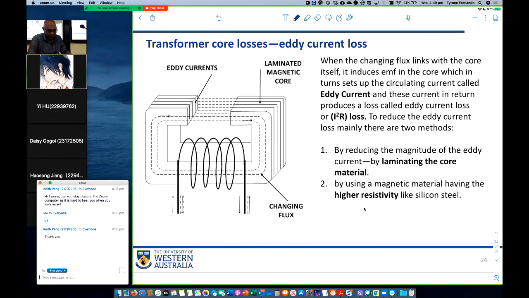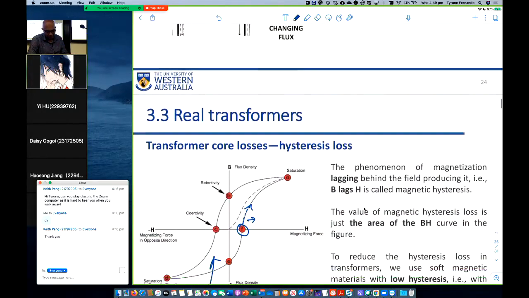Obviously, you can minimize the losses by laminating the core material. It has to do with some construction. So the laminated core is drawn here, you can see, and that is to minimize the eddy current losses. And another way to minimize that loss would be to use magnetic material having higher resistivity, like silicon steel, so that the eddy currents are minimized.